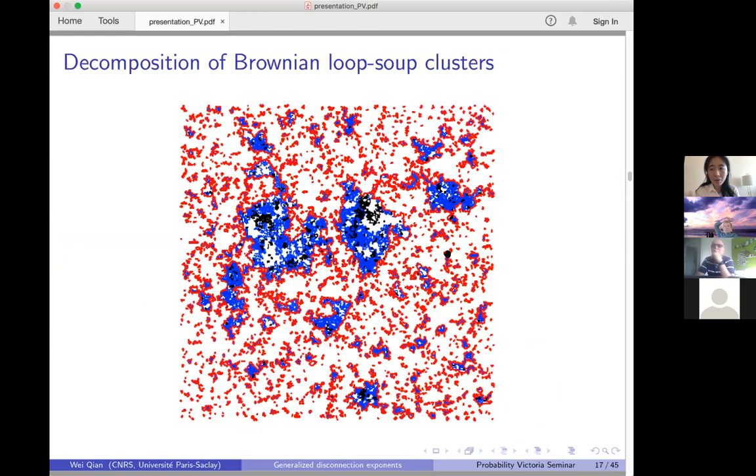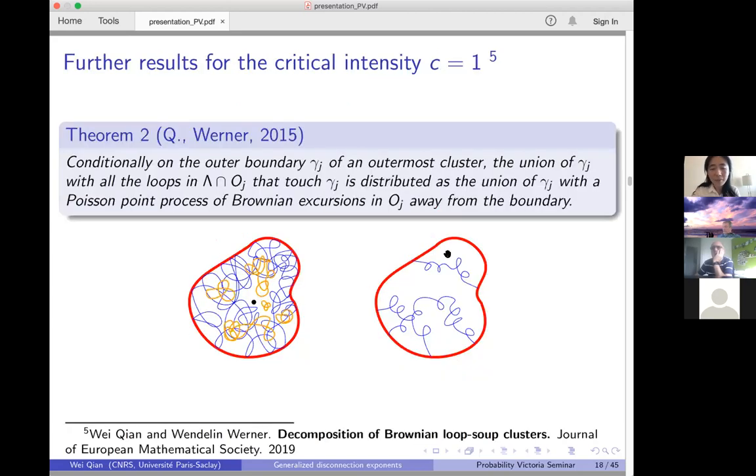Here I show another simulation I made. So I marked in red the boundaries of the clusters, and I mark in blue those Brownian loops that touch the red boundary, and in black those Brownian loops that do not touch the boundary. But maybe my mesh size is not fine enough, but just to give you an idea.